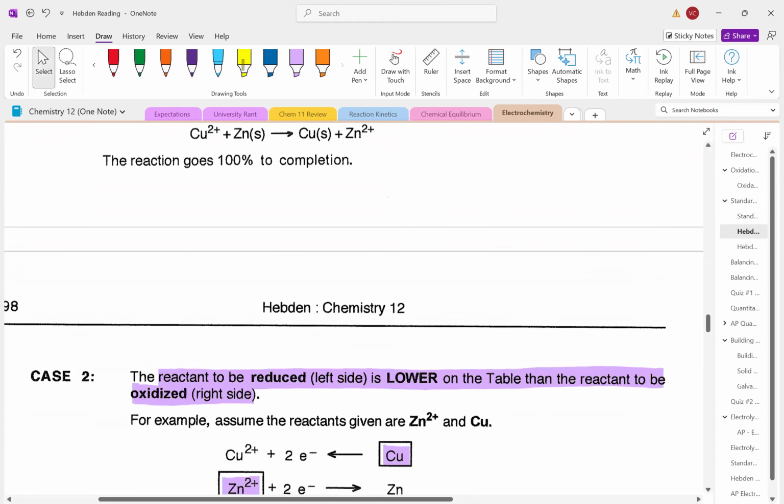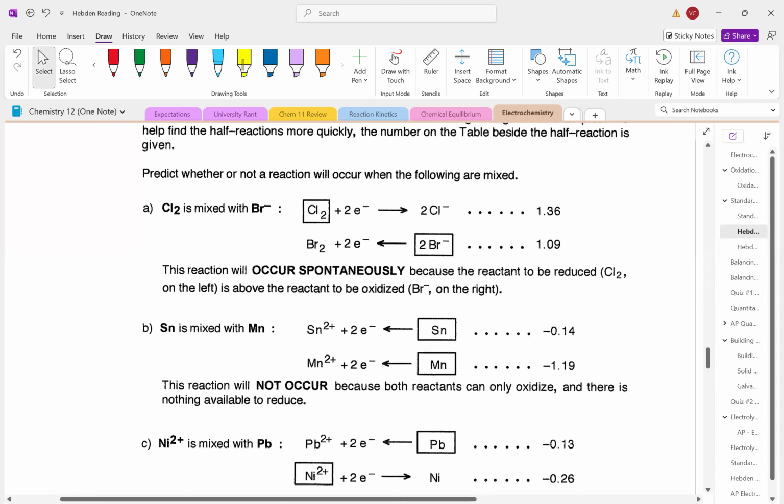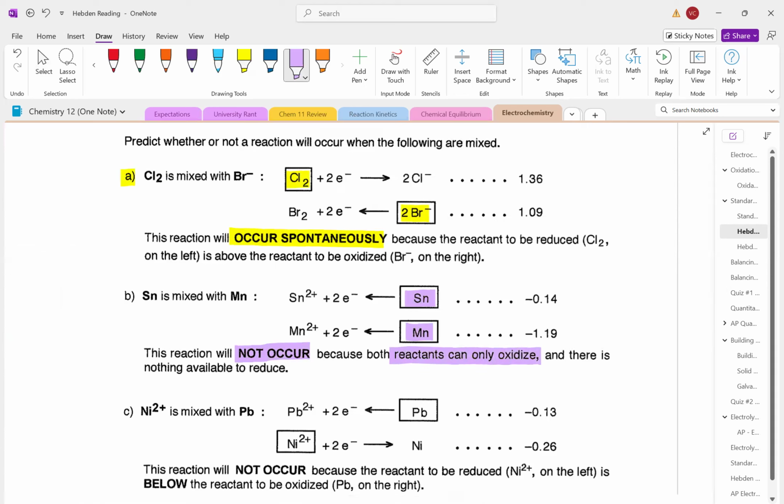Now, as you scroll down on page 198, they will give you a few more examples for you to walk through and see whether or not it will react. Again, for A here, notice the location, fluorine and bromine. This will occur spontaneously. Why? Because reduction is higher than oxidation. Notice in case B, you have the tin and manganese. It will not occur because both can only oxidize.